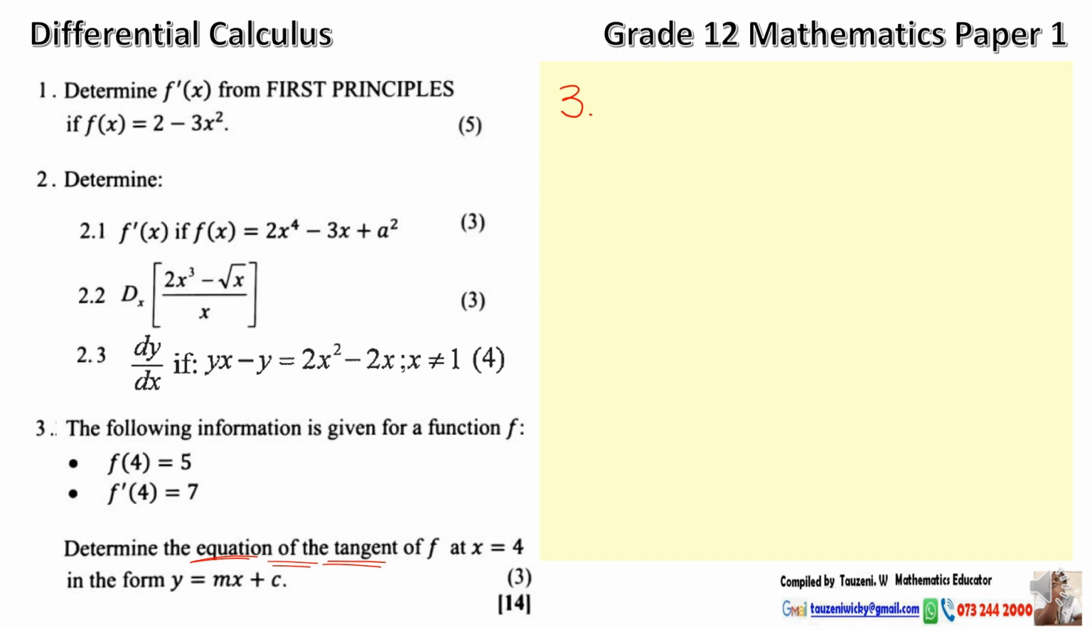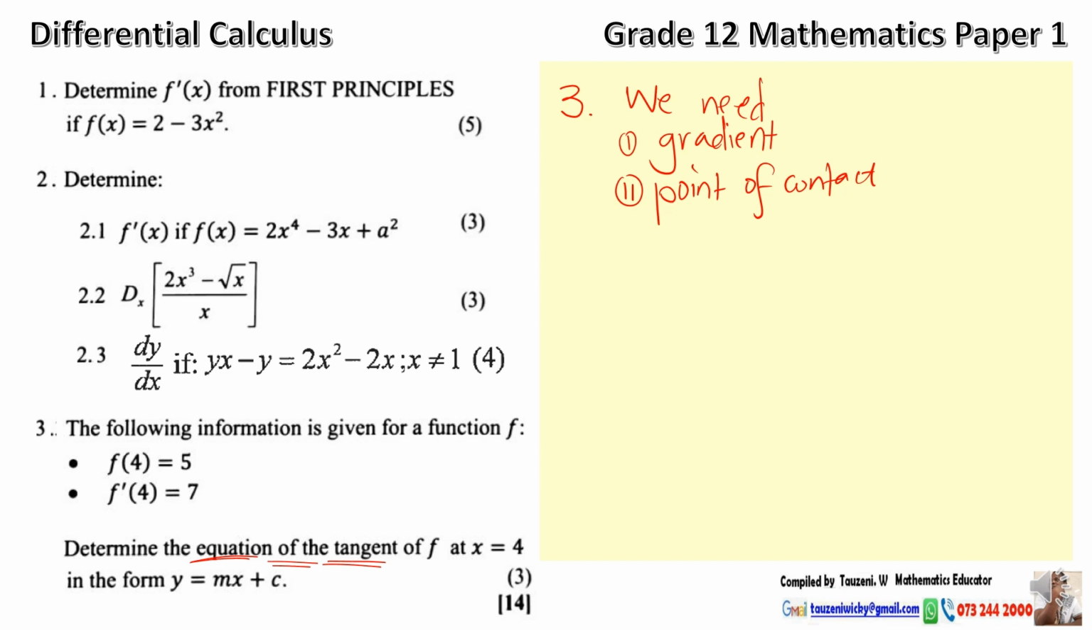So for us to determine the equation of the tangent, we need two pieces of information. The first one, we need a gradient. We need to know what is the gradient of the line, what is the gradient of the tangent. Then secondly, we also need to know the point of contact. What are the coordinates of the point where the tangent is touching the graph? Those two will help us get the equation of the tangent. Then how do we find these two items?